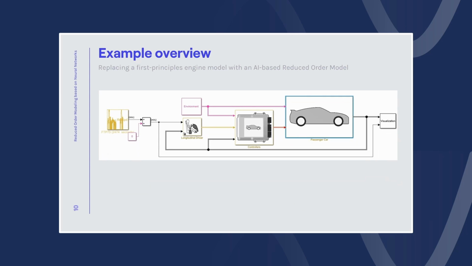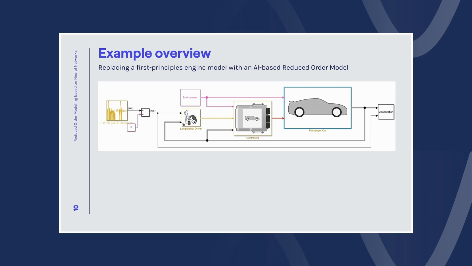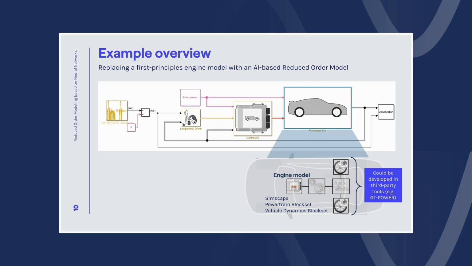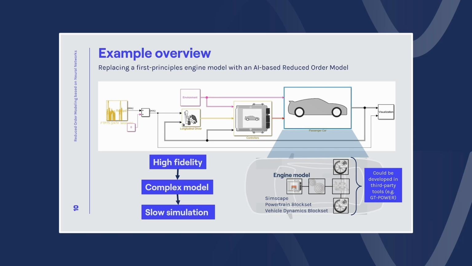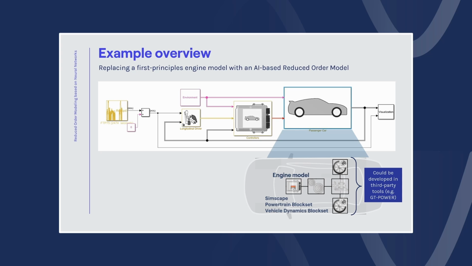Now the passenger car subsystem models the entire vehicle, so the wheels, the differential, vehicle body, and the vehicle engine. These can be modeled with MathWorks tools, but you can also import components designed in third-party tools into Simulink. In these situations, where there is a high level of fidelity and detail, the Simulink model will be complex and often results in a slow simulation time.